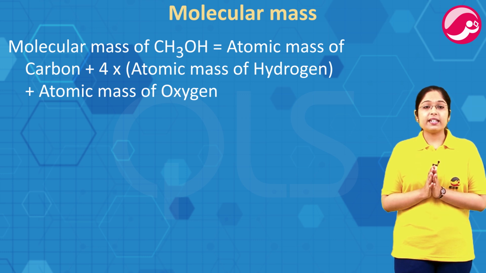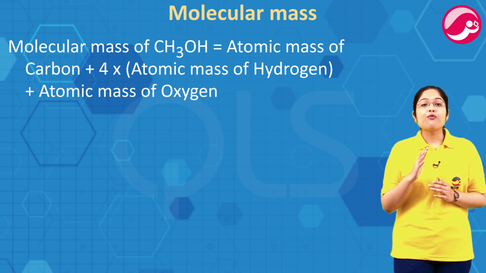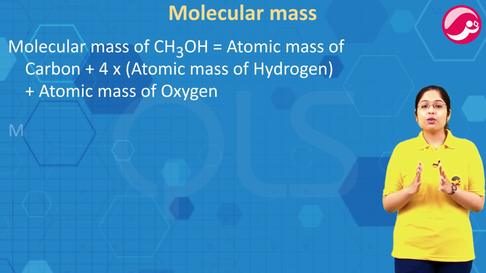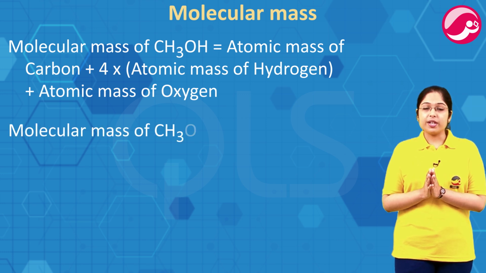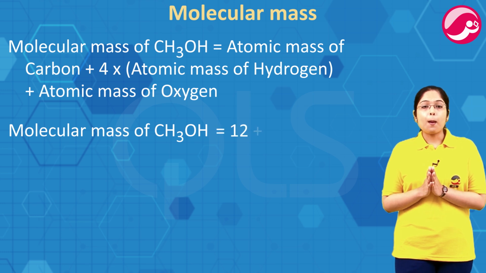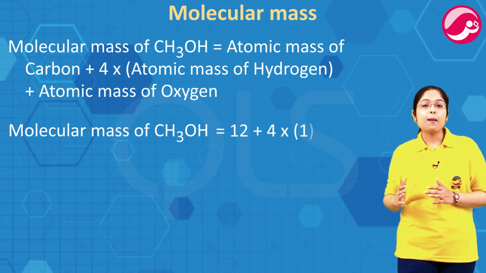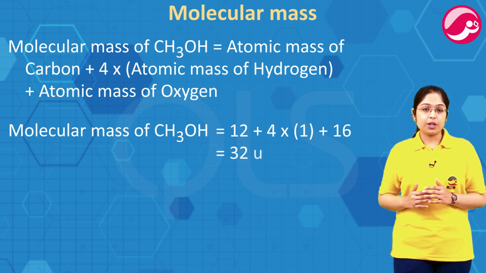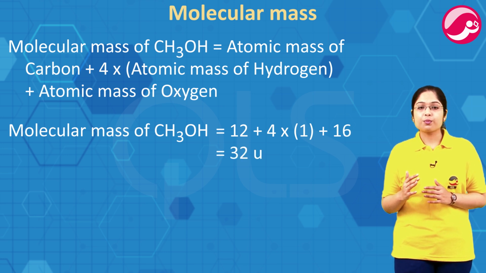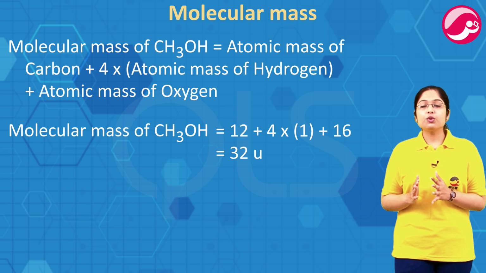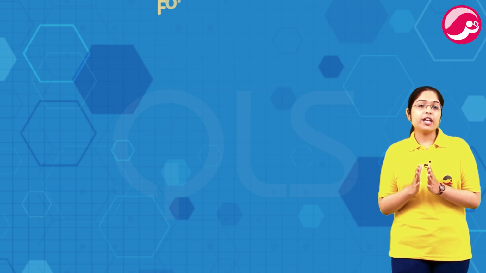हम ऐसा इसलिए कर रहे हैं क्योंकि methanol में CH3OH में हाइड्रोजन के 4 atoms present हैं. So, molecular mass of CH3OH is equal to 12 plus 4 multiplied by 1 plus 16, which is equal to 32 u. Now, let's move on to our next topic, that is formula unit mass.